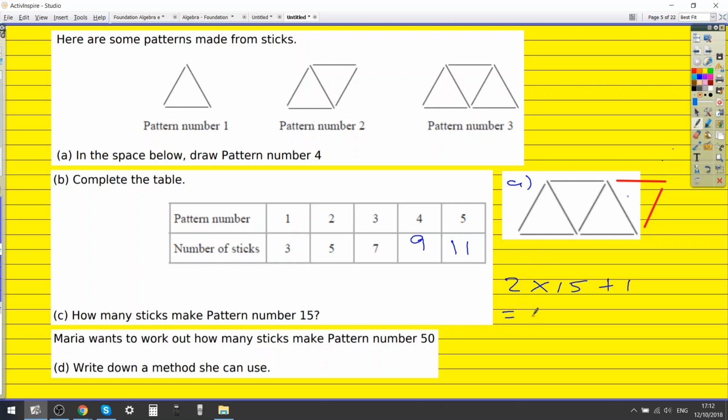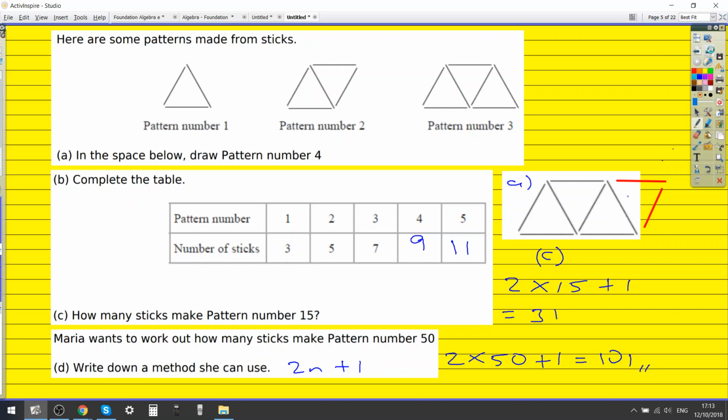31. Well done. And the last one. You want to work around 50. I've done a method you could use, so again just do 2 times 50 plus 1. Okay. 2 times. What is that? 101. Okay, so I think you could say double 50, then add 1, or I think you could also put down as your answer 2n plus 1.